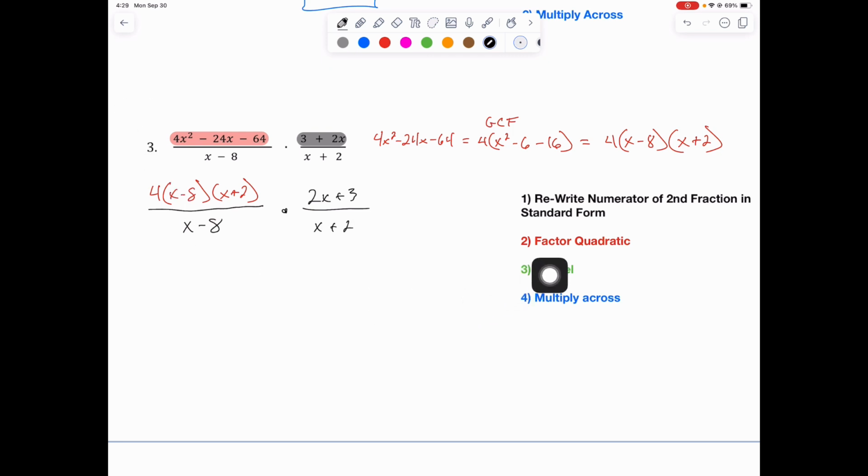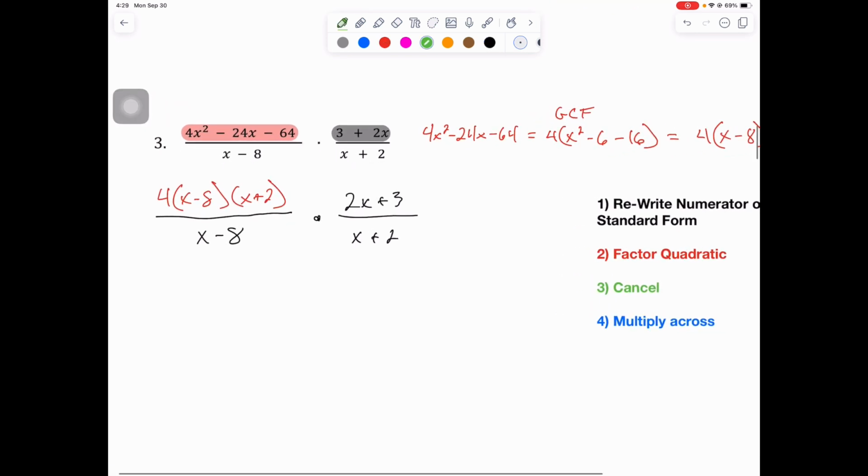All right, so we factor the quadratic. Now we have to cancel. All right, so let's go ahead and cancel some things out here. Well, x minus 8 we can cancel. X minus 8 we can cancel. X plus 2 we can cancel. And x plus 2 we can cancel.